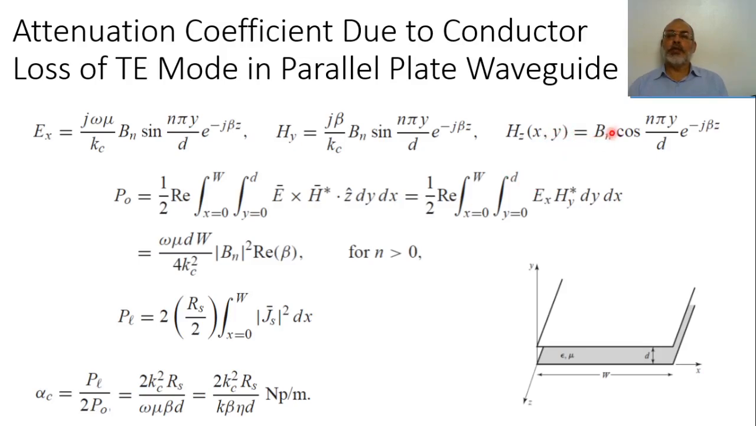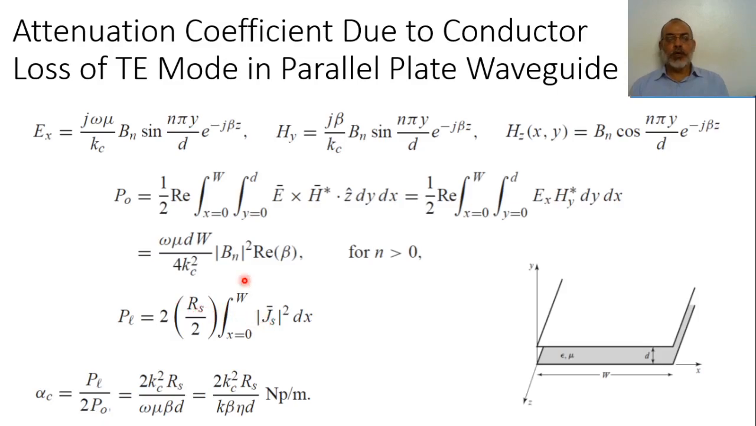So in this case it would be b squared cosine squared n pi y over d. And the value of y is d, so cosine n pi is unity, so it is b squared. So the value here is b squared, and b squared multiplied by R surface multiplied by W.